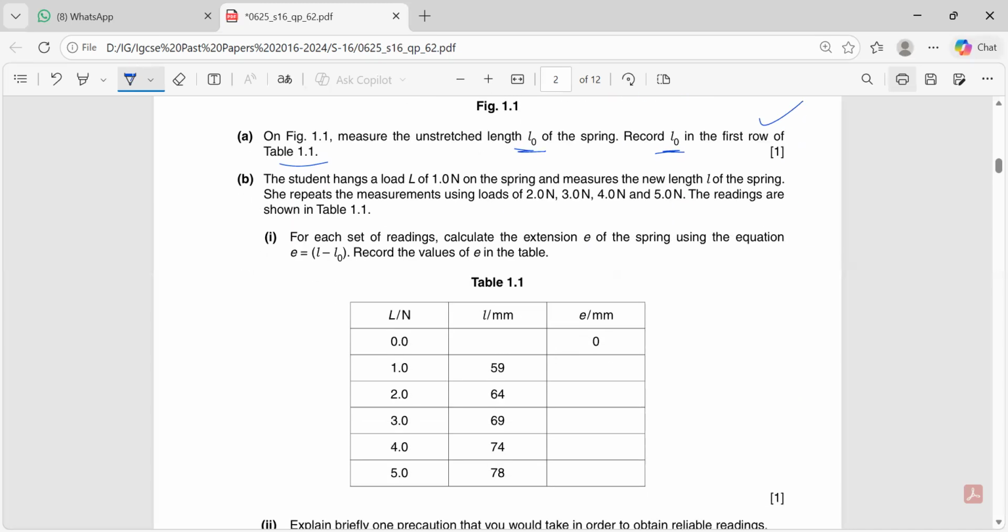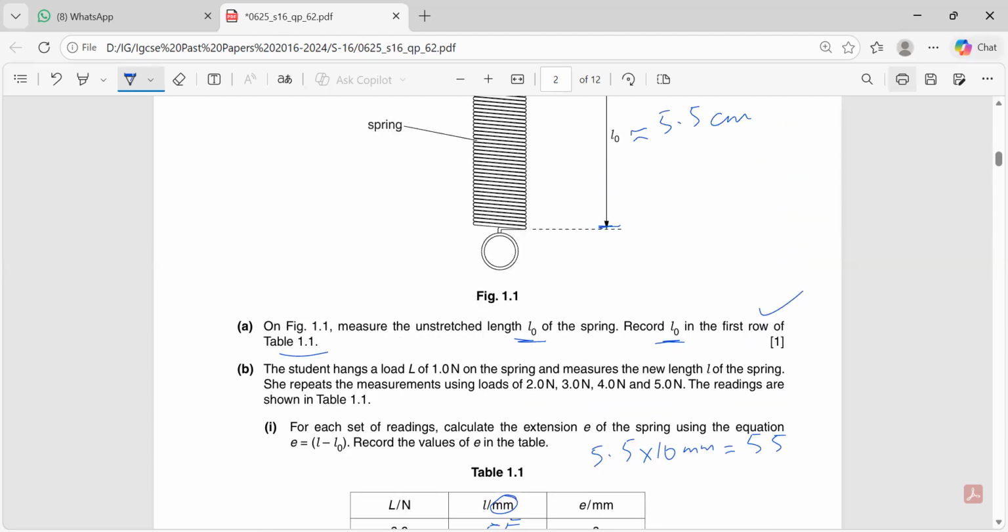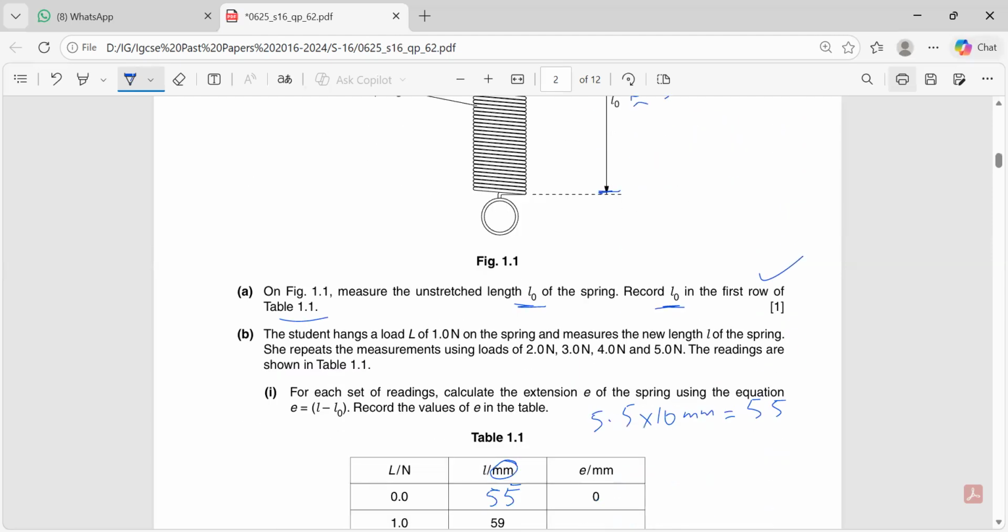Now here, keep your eyes open. You cannot write here 5.5, that is in centimeters, and these values are in millimeters. So it means 5.5 times 10, convert it into millimeters, and this will become 55 millimeters. So here we are supposed to write 55. Be careful, we need to convert it from centimeters to millimeters.